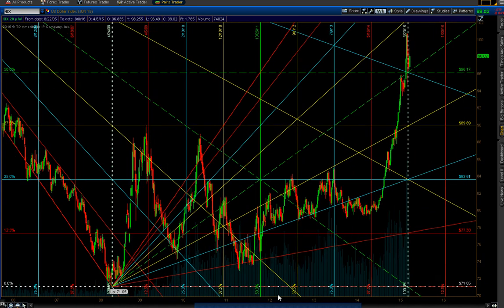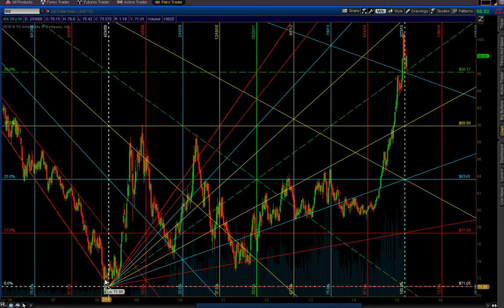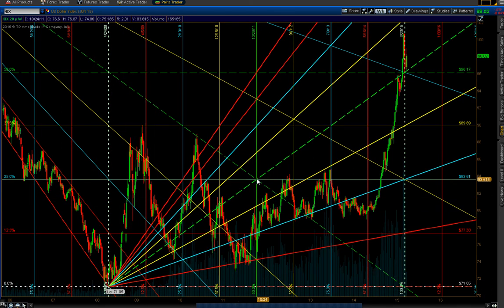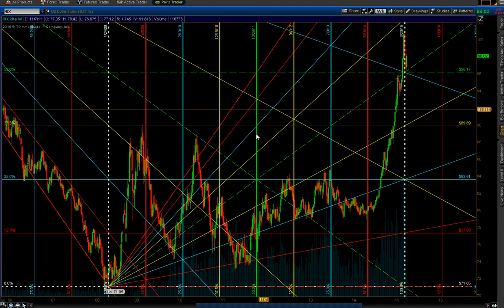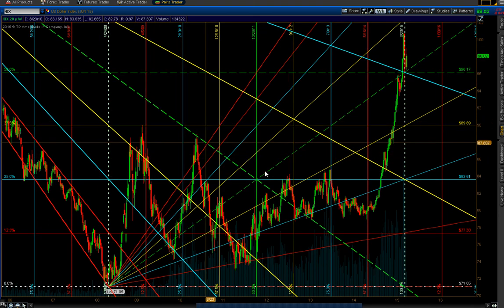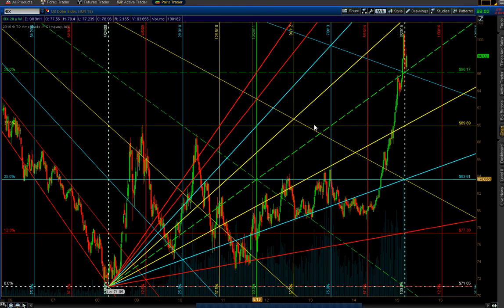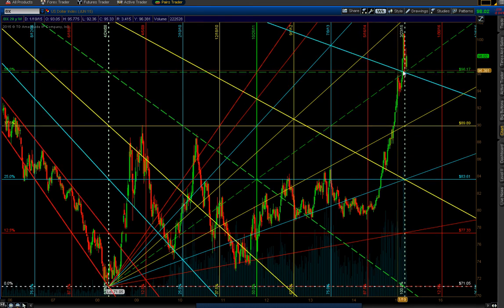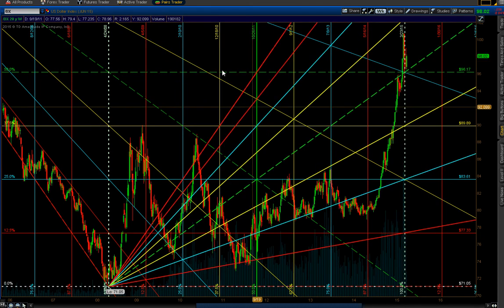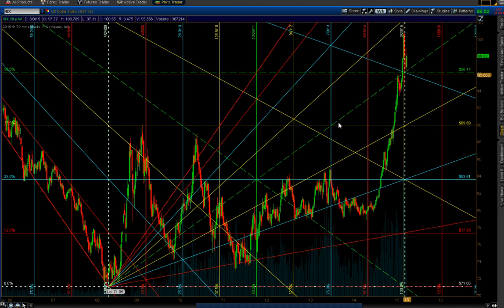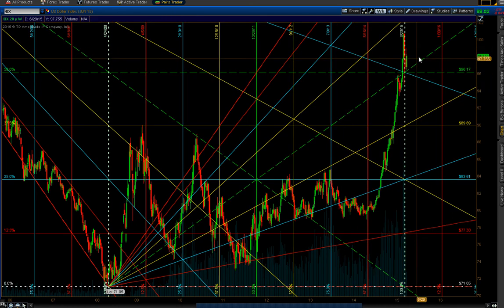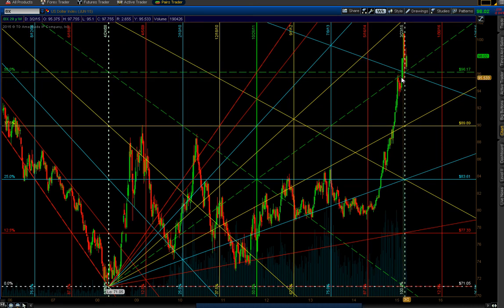As you can see right here, the low of the dollar, the 1 by 1 intersects the 50 in time. So you've got the 1 by 1 going down, you've got the 1 by 1 going up, you've got the 50 right here, 50 in time, 50 in price, angle, speed, and it's letting you know how strong the dollar is, and it's pretty strong.